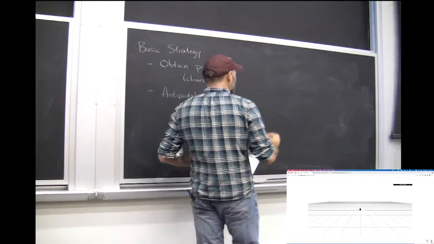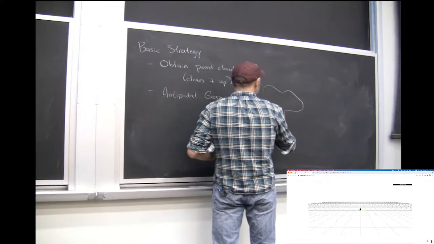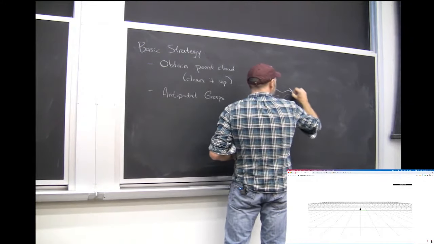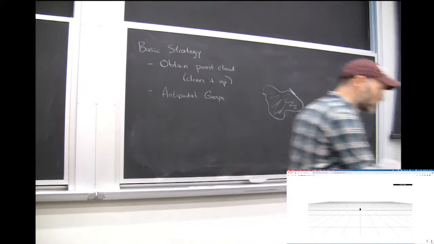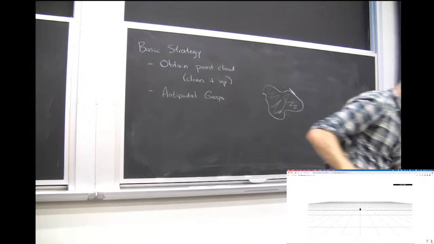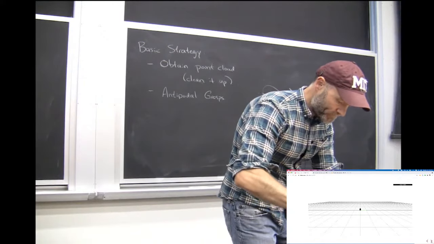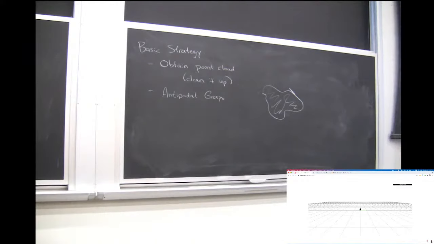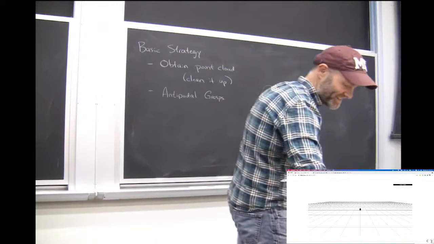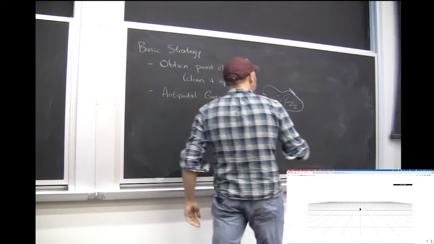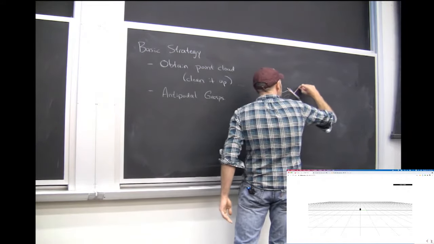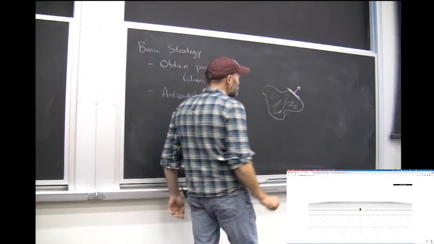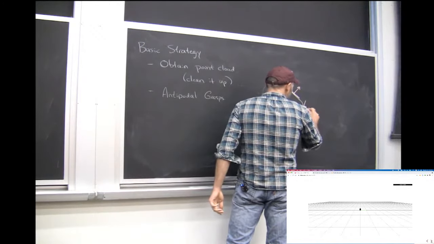An antipodal grasp. Okay, so if I have some interestingly shaped object, okay, anywhere along the object, I have my colored chalk here somewhere. I left him here last time. Okay, at any point on the surface of the object, I can define the normal to the surface and the tangent to the surface, right? Okay, and I can evaluate this in lots of places, okay?